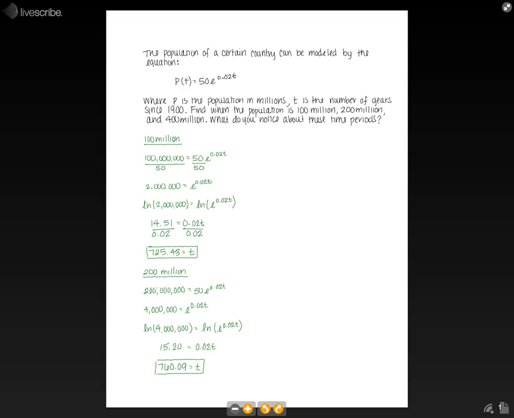The last one we need to do is 400 million. Again, it's the exact same procedure, so I'm just going to write out the last step. What you should end up with is taking the natural log of 8 million, setting that equal to the natural log of e to the 0.02 t. Once you solve that, you should get t is equal to 794.75.